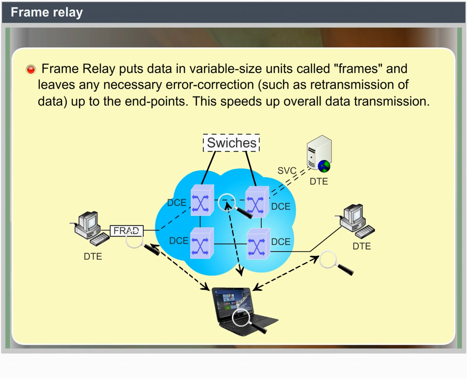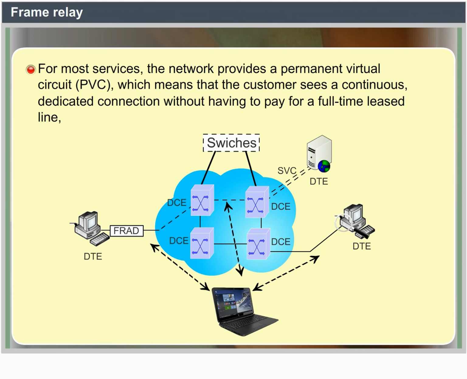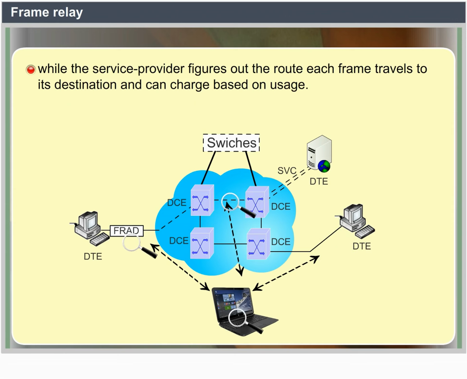For most services, the network provides a permanent virtual circuit, that is PVC, which means that the customer sees a continuous dedicated connection without having to pay for a full-time leased line. While the service provider figures out the route, each frame travels to its destination and can charge based on usage.